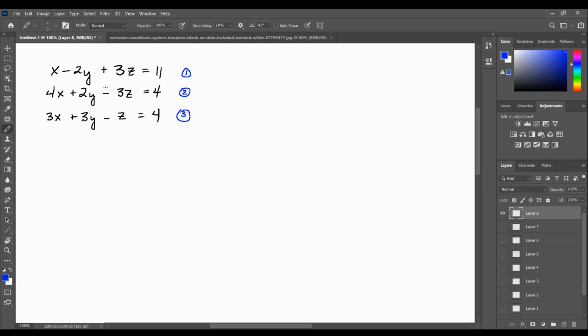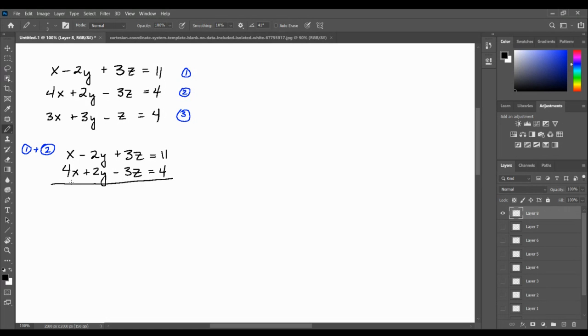So notice that if I add 1 and 2 right now, I've got a 3z and a negative 3z. And those will eliminate z. So let me go ahead and add 1 and 2. x minus 2y plus 3z equals 11. And 4x plus 2y minus 3z equals 4.